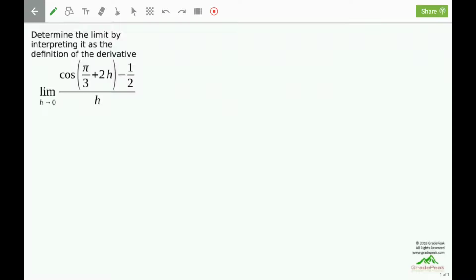Determine the limit by interpreting it as the definition of the derivative. The limit as h goes to 0 of the cosine of pi over 3 plus 2h, minus 1/2, all over h. This limit is of the form limit as h goes to 0 of f of a plus h minus f of a, all over h, which is the definition of the derivative and is therefore equal to f prime of a, the derivative of f, evaluated at a.